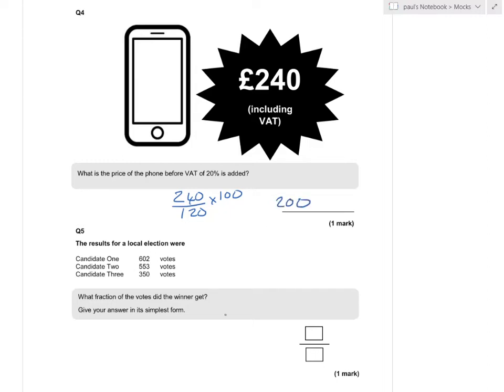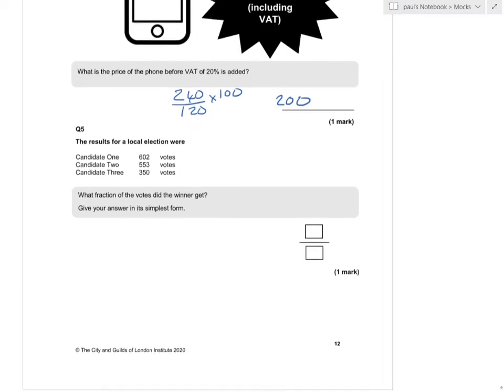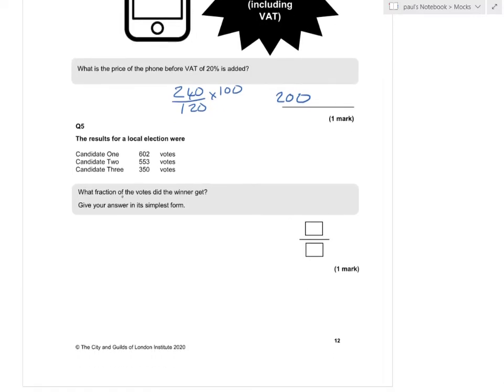In the results of the election, the winner was this one, 602. 602 out of all of these, yeah. So 602 plus 553 plus 350 is 1505. So if I do 602 divided by 1505, yeah, that comes out as 2/5.